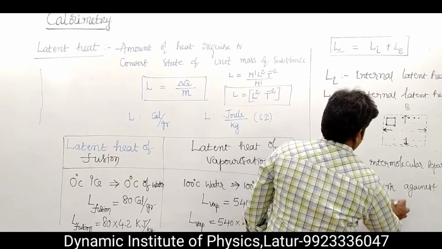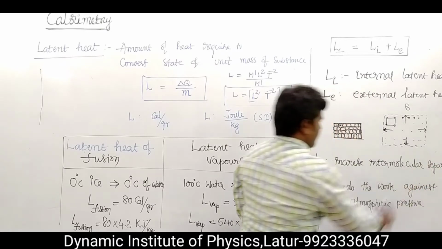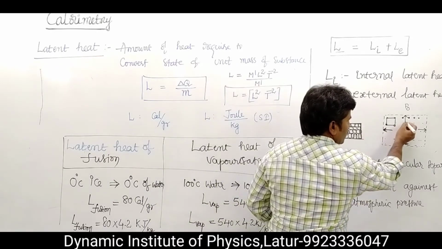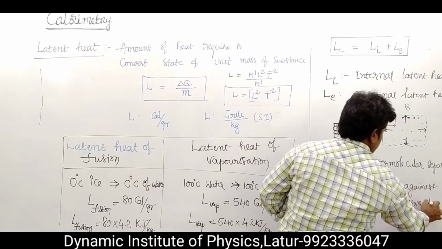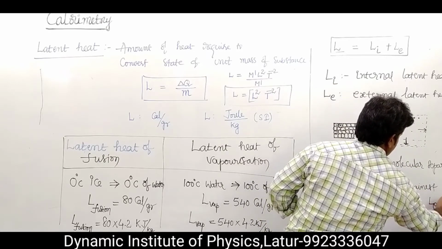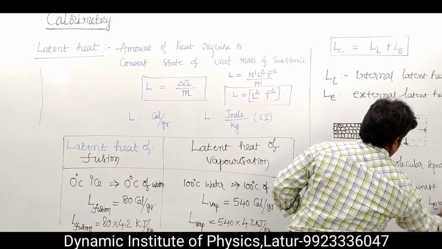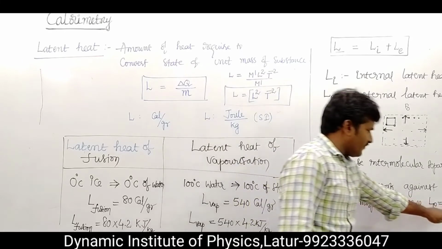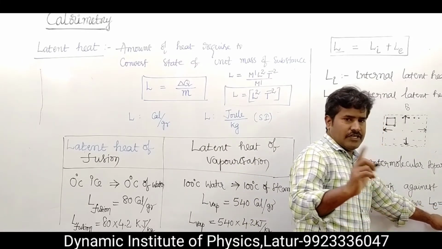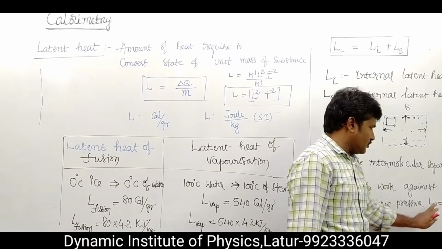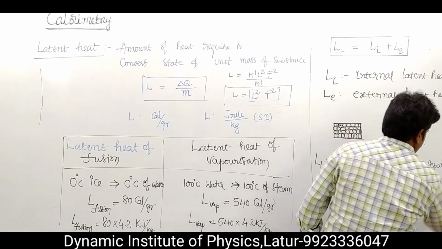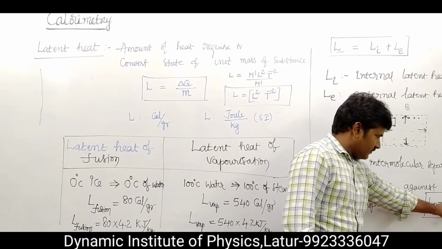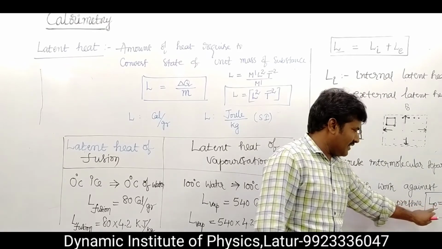Atmospheric pressure. Work against atmospheric pressure means external latent heat. It is written as Le equals P into delta V upon J, where J is the mechanical heat conversion factor. This converts joule into calorie or calorie into joule. So Le equals P delta V upon J. This is the external work in the form of calorie.